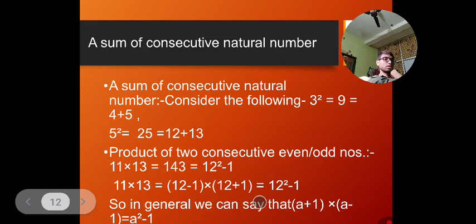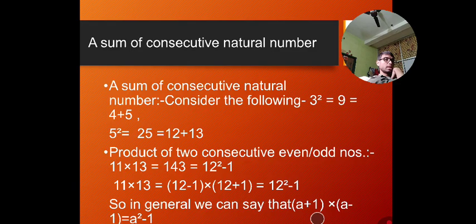This would be 13. This is equal to what? 12 minus 1, so it is 11, and multiplied by 12 plus 1, which is 13. Can we say this is equal to this and this is equal to this? So in general we can say (a plus 1) multiplied by (a minus 1) would be equal to a squared minus 1.